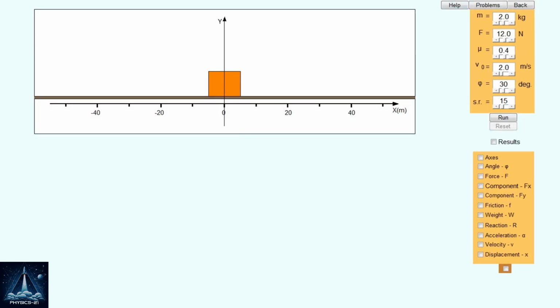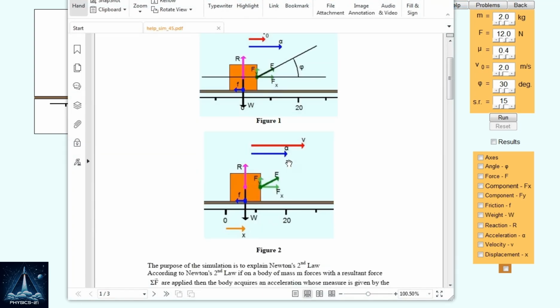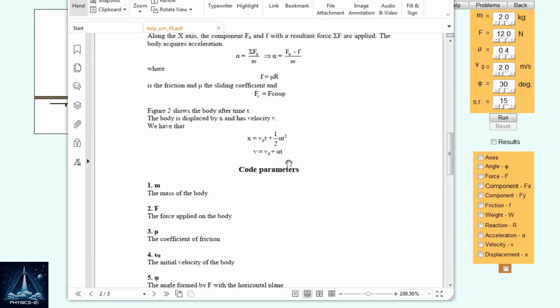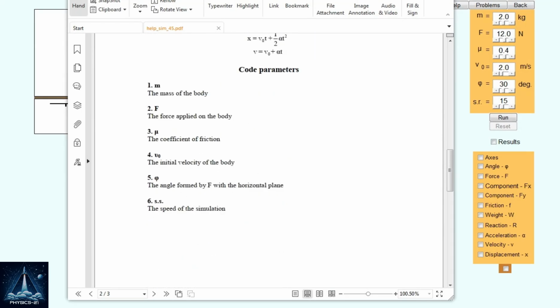The simulation demonstrates the motion of an object on a horizontal plane under the influence of a constant force. In the help section, the detailed theory of the simulation is mentioned.